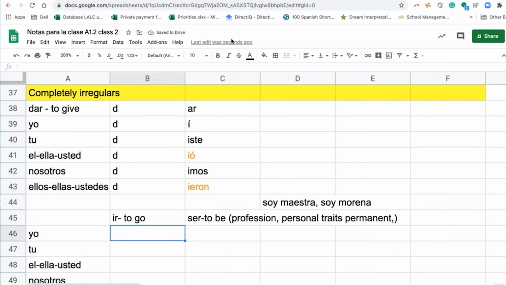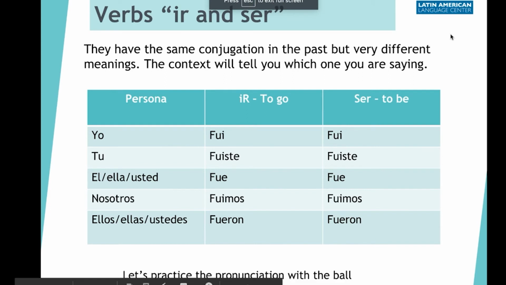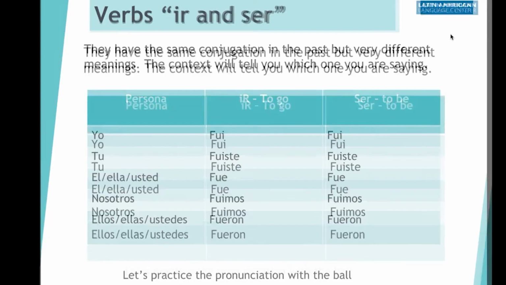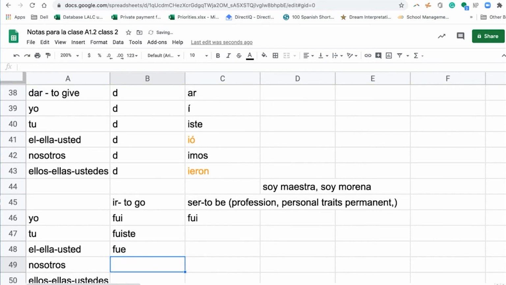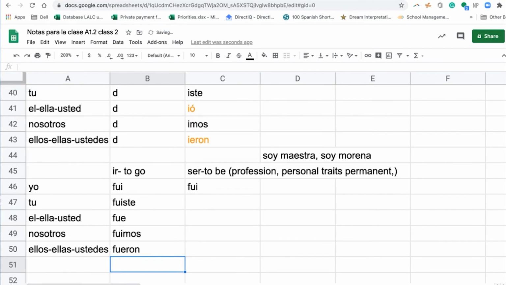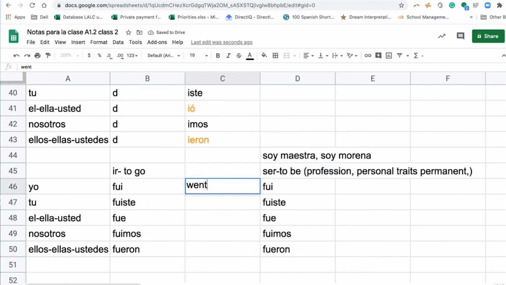So in this case, what can you tell me? I'm going to show you this. You see ir, which is to go, and ser, to be. What can you tell me about this? It looks like they're both conjugated the same way, guys. Yes, indeed. So yo fui, tú fuiste, él fue, nosotros fuimos y ellos fueron. Okay, correcto. The difference, guys, is that these first ones mean I went, you went, she went, we went, they went. And this means was. That's the difference.